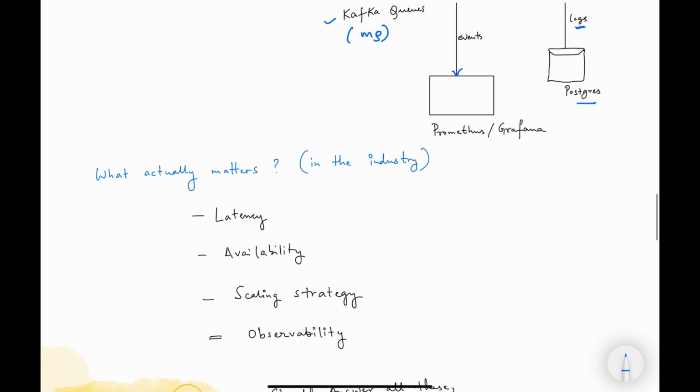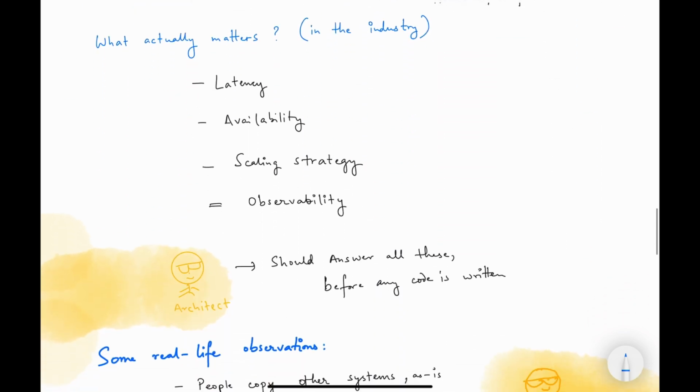Now we move on to the next point, what actually matters when designing all these systems in the industry, in real life systems. What factors are mainly the ones that matter? The first one is latency. We ask a very basic question: is the user waiting too long? What are we doing to resolve that? Second is availability. Is our system always available? Let's say for an e-commerce website, can the user log into the system always?